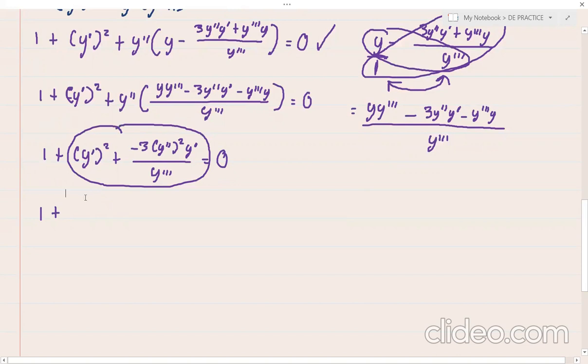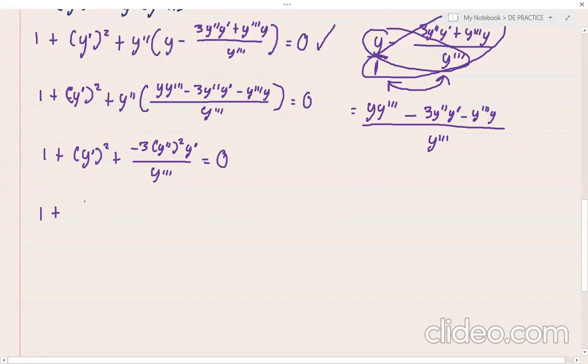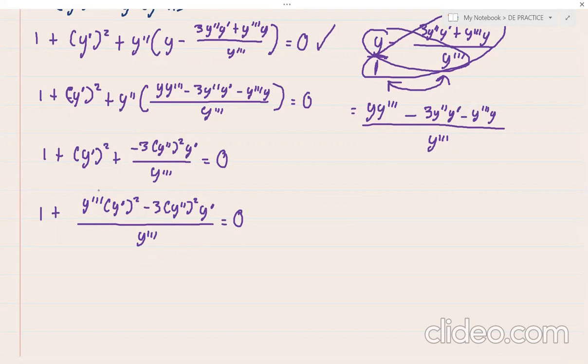So, by making this one into a whole fraction, try nyo itong gawin by yourself kasi I'm gonna be straightforward. So, we will have y third prime times the square of y prime minus 3 times the square of y second prime times y third prime all over y third, times y prime all over y third prime. Ayan. And we will do the same thing here as well. Ang dahilan kasi na bakit we do it slowly, para at least alam nyo kung anong gagawin niyo. Okay? Unless kaya nyo naman, so there's no need for me to explain it slowly.